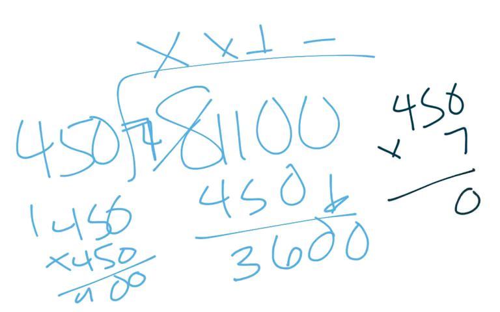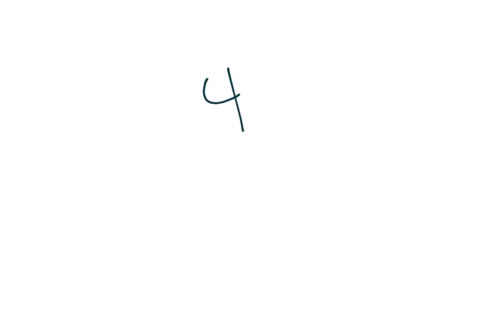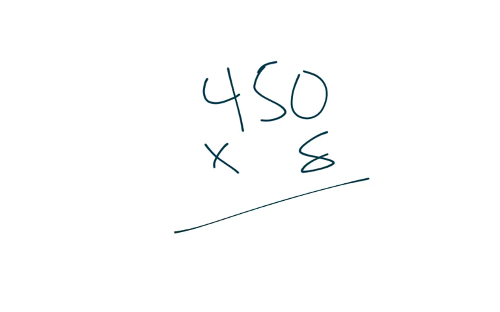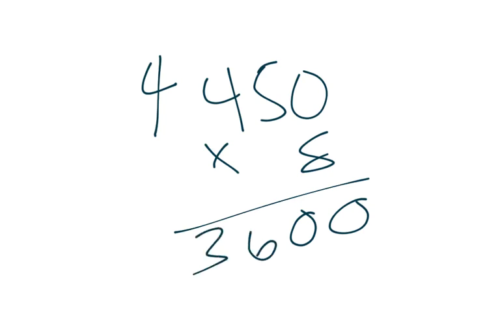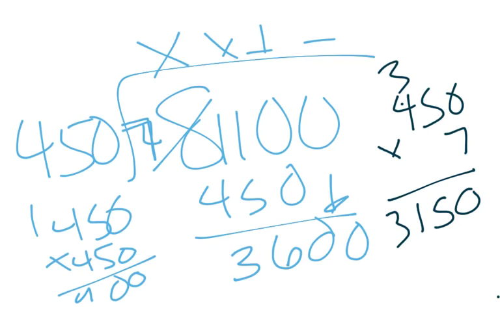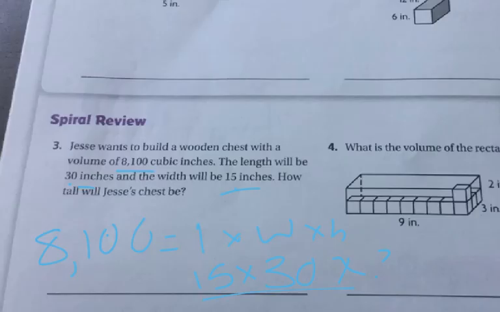7 times 0 is 0. 7 times 5 is 35. Carry the 3. 7 times 4 is 28. 29, 30, 31. I probably can go a little higher. Let's make this 450 times 8. Same thing. 0. 8 times 5 is 40. Carry the 4. 8 times 4 is 32. Plus 4 would be 36. Let's see. That's what I wanted. So 8 times. So the missing height would be 18, or 18 inches, not cubed because it's only one of the pieces.